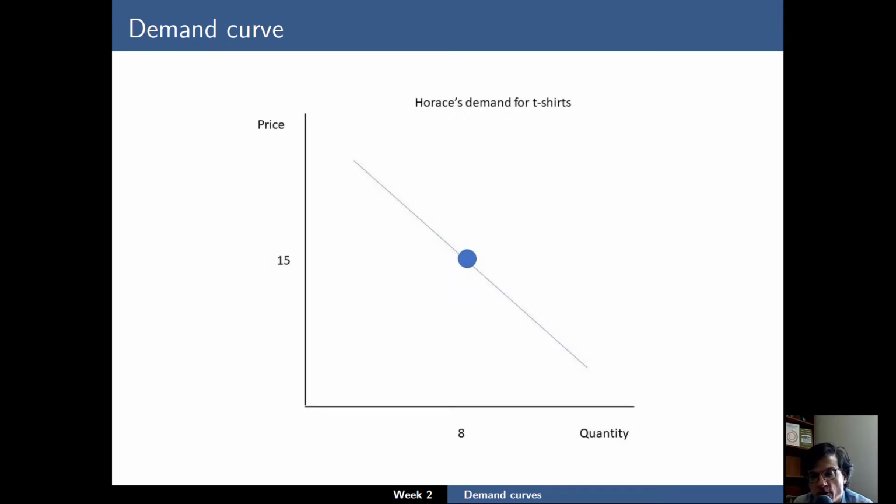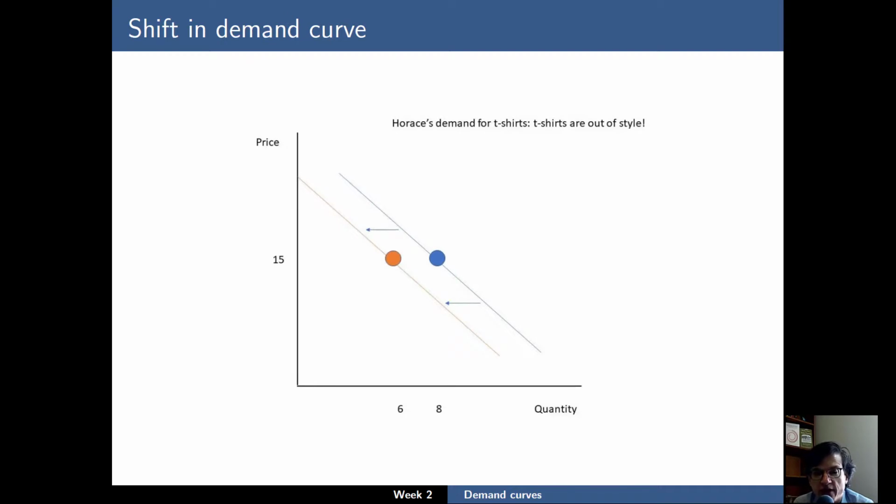Given a demand curve like this, anything except price that changes demand would cause a shift in the demand curve. In this case, the demand for t-shirts are out of style. So that causes Horace's demand to shift left. At the same price, his quantity demanded is less. So that's an example of a demand curve shifting. The demand curve shifts when something besides price changes demand.